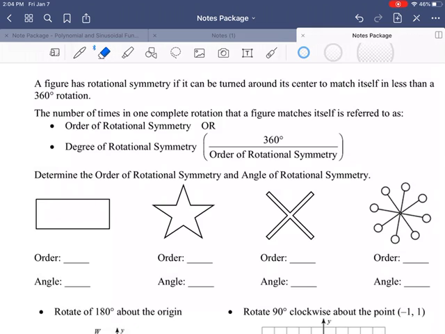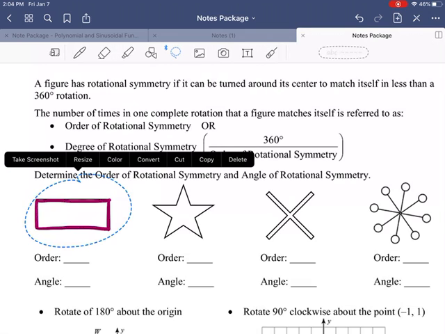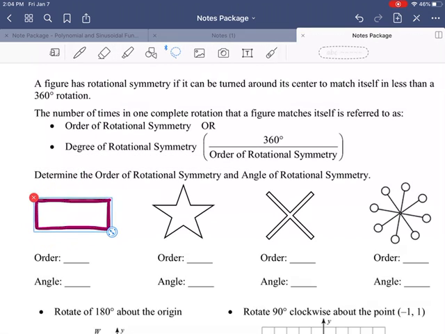A figure has rotational symmetry if it can be turned around at the center to match itself in less than a 360 rotation. So what does this mean? Well, let me just trace, see how well this works on the iPad. Okay, I'm going to select that image. And what I'm going to do is I'm just going to rotate it. Now, I got to be careful here because it changes the size, but I can rotate this image, and that's looking the same. And then I rotate it again, and it's back to the original.